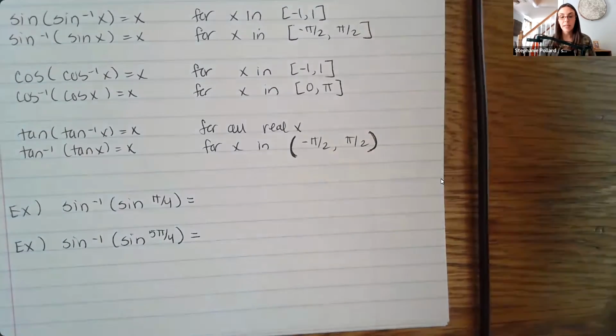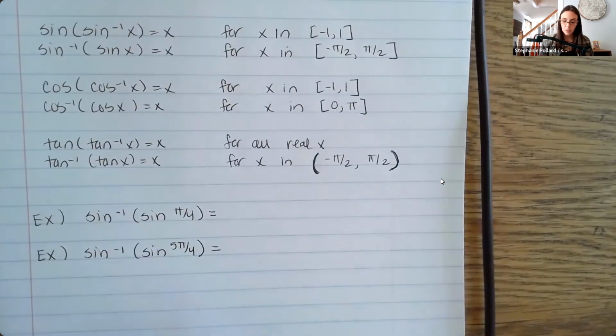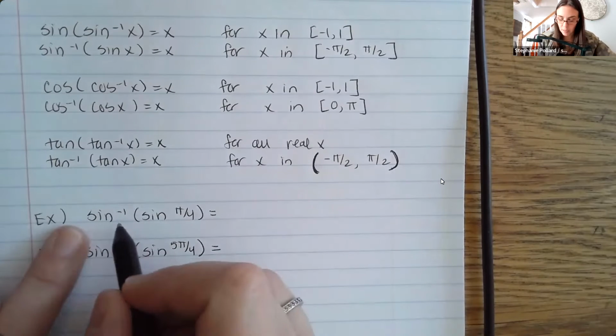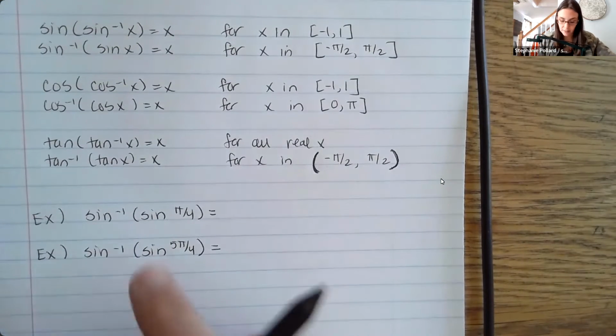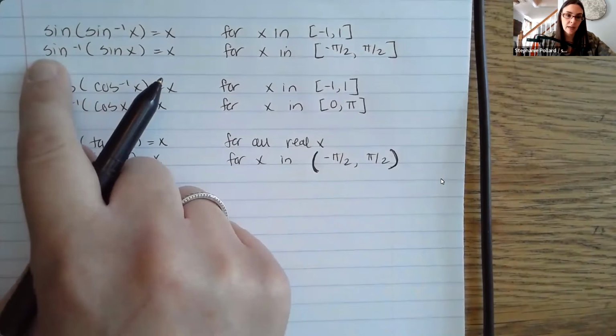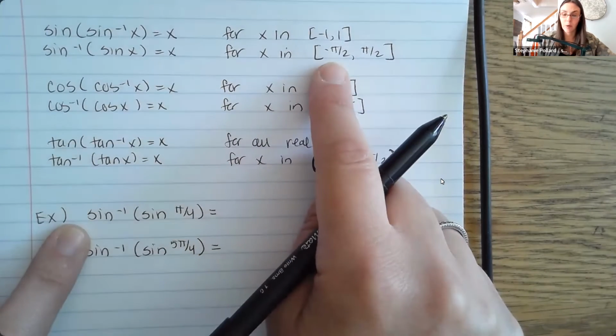Okay, so let's try some examples. And the first one is actually going to be straightforward. So here we're composing sine and inverse sine, so they should cancel each other out. And I have the inverse sine on the outside. So this is valid only if x is between negative pi over 2 and positive pi over 2.